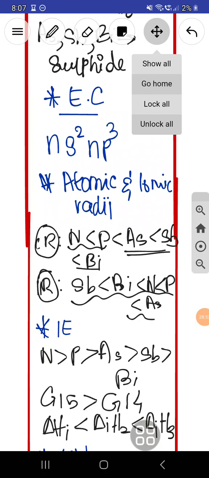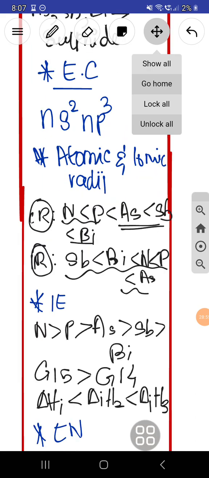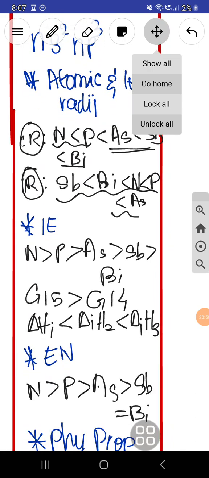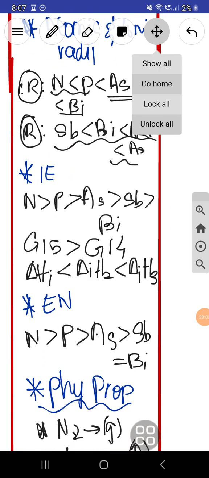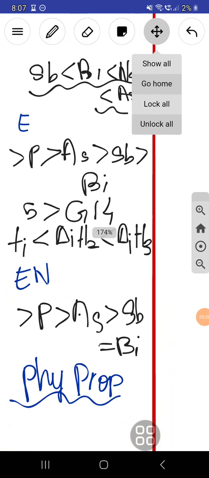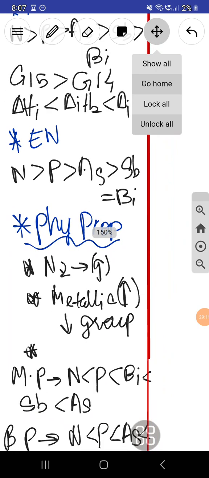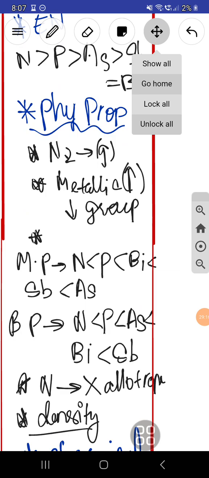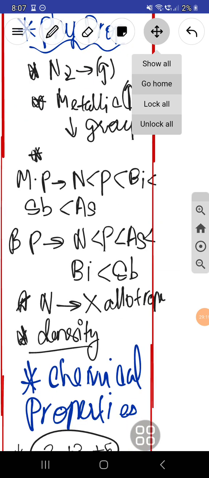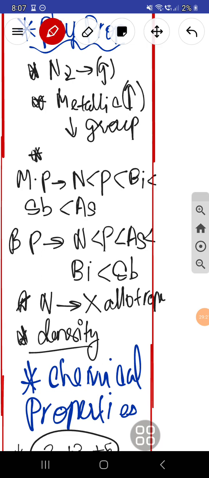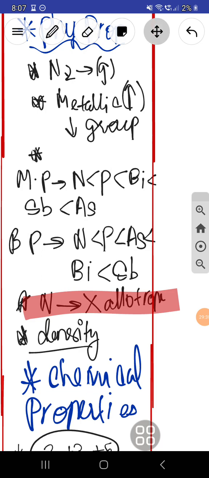Atomic and ionic radii: covalent radii is like we expect, but there is a variation in ionic radii. Ionization enthalpy, nothing to learn by heart, because it is as we know. In electronegativity, we have to know that Sb and Bi have almost the same electronegativity. In physical property, nitrogen is the only gas. Metallic property increases down the group, that we know, right? Then the melting point and boiling point order is very important. It does not show allotropy. That is very, very important. Density also increases down the group.